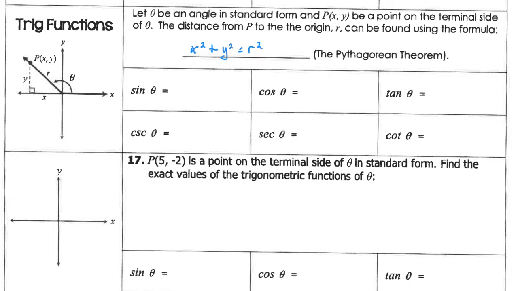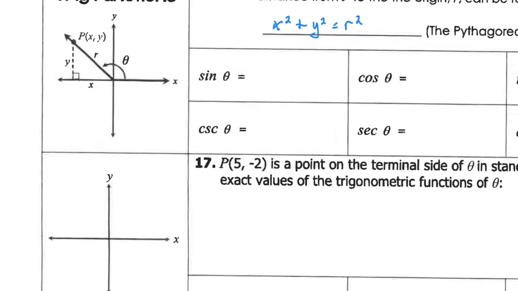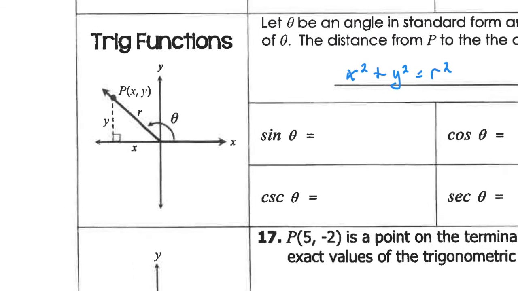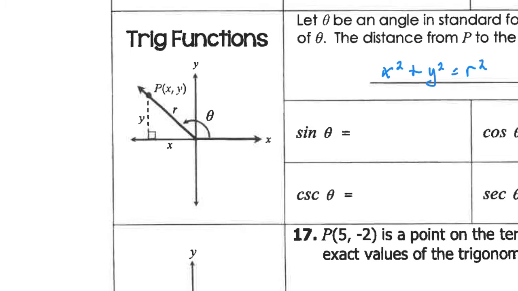So the trig functions are the most important part about this whole notes page. If you look at the picture there on the left, the R makes a right triangle with that dashed line straight down, and the X. So the Y is the vertical distance, the X is the horizontal distance, and then R is the hypotenuse, right?